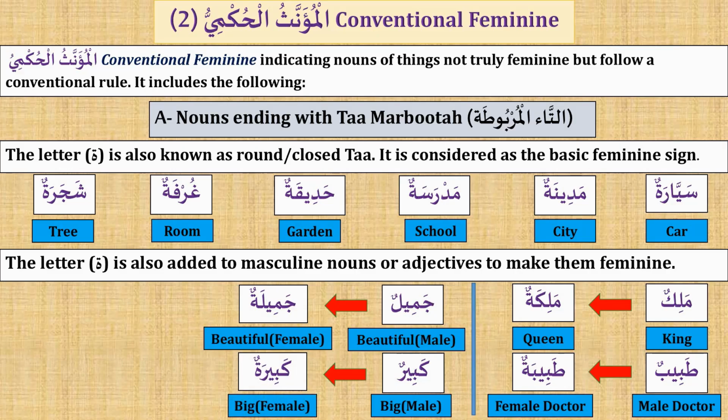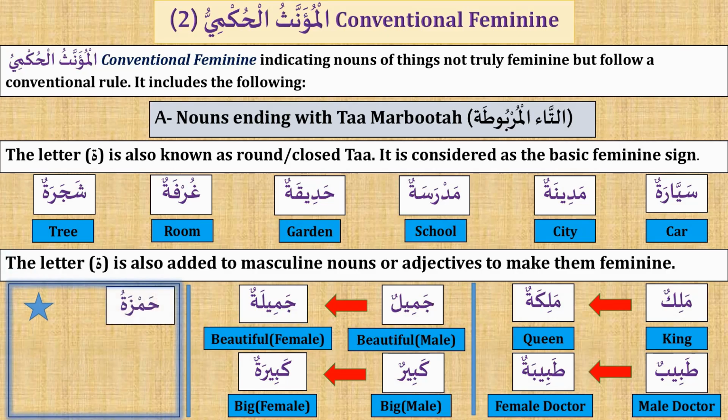But we have exceptions such as male words also carrying ta marbuta but they are male. Examples: Hamzatu, Talhatu. These are male words, proper nouns. And Khalifatu, it means Caliph, Islamic ruler.